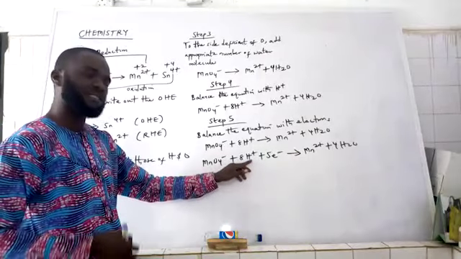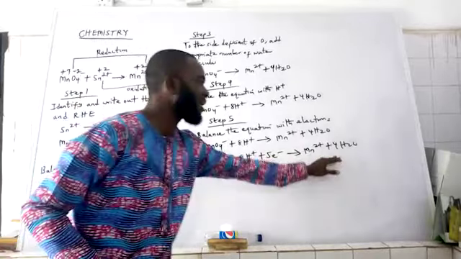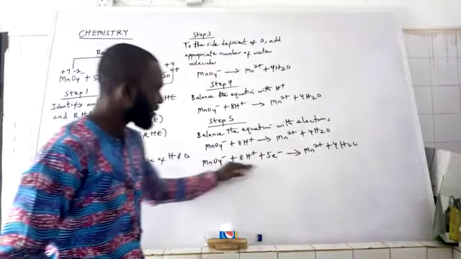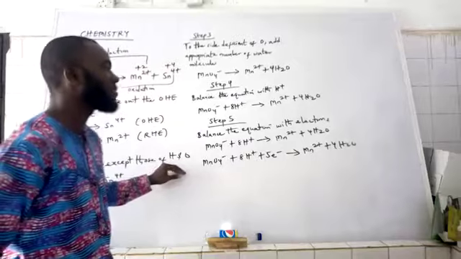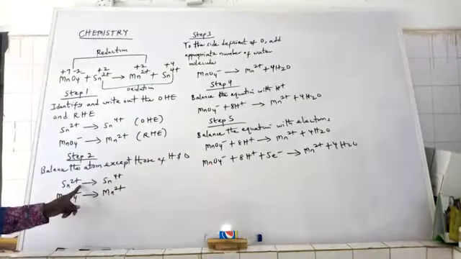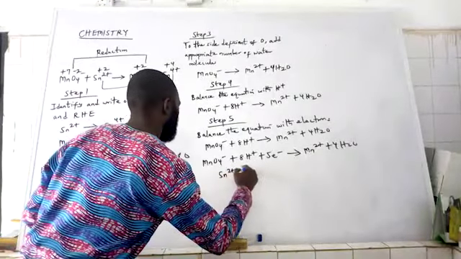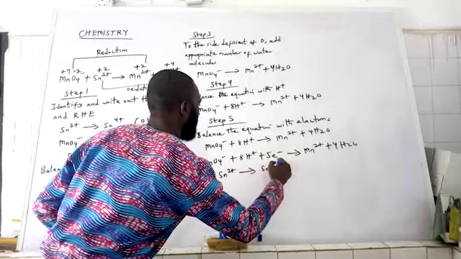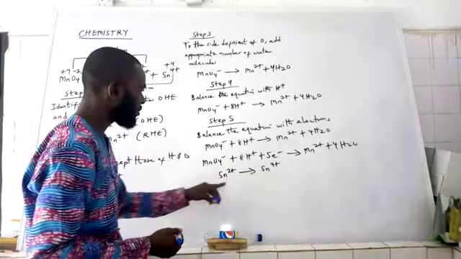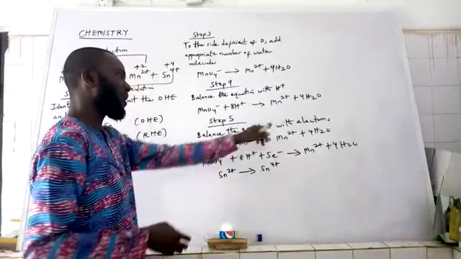Minus 1 plus 8 is plus 7. Plus 7 minus 5 is 2. And on this side I have 2. That implies that the number of atoms are balanced, the charges are also balanced. Now let me come back to this equation. I have Sn2 plus going to Sn4 plus. So I have a charge of plus 2 here, a charge of plus 4 here. And I want to balance with what?